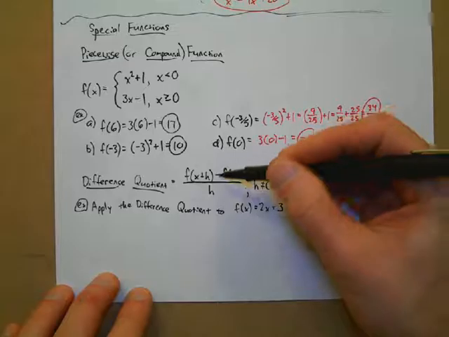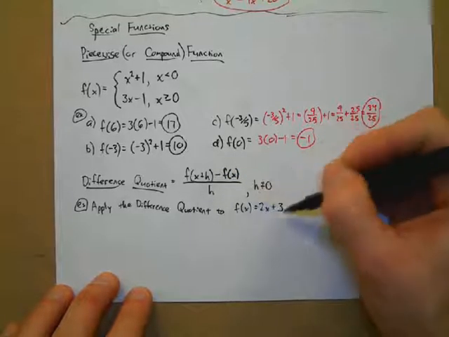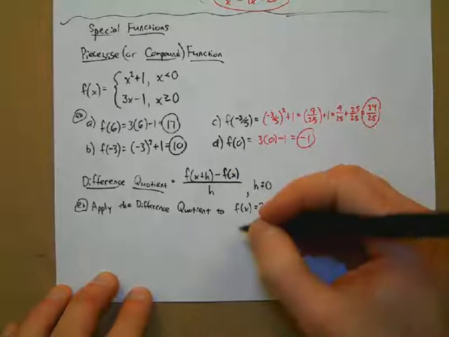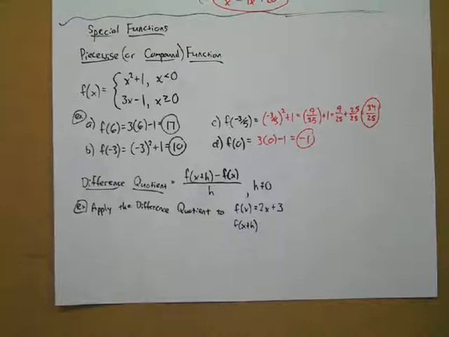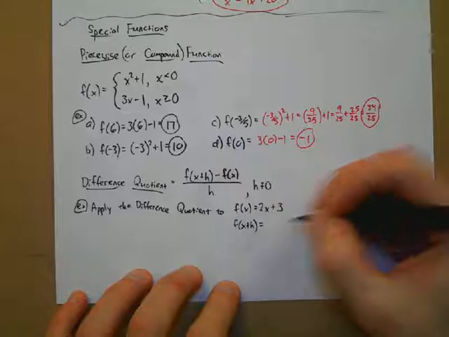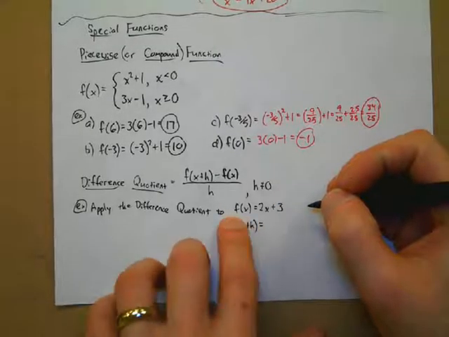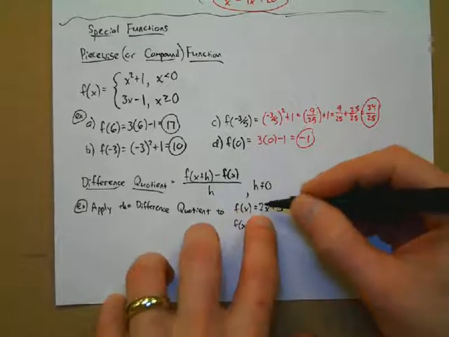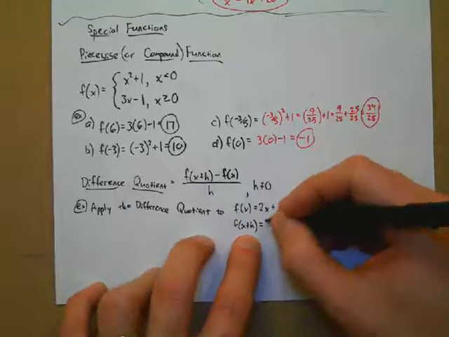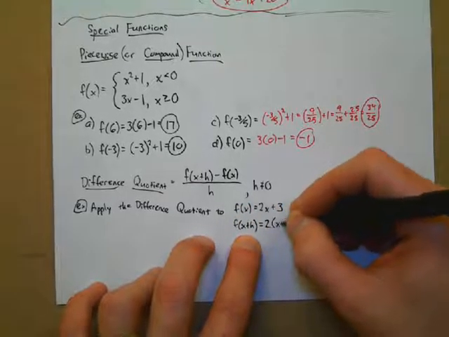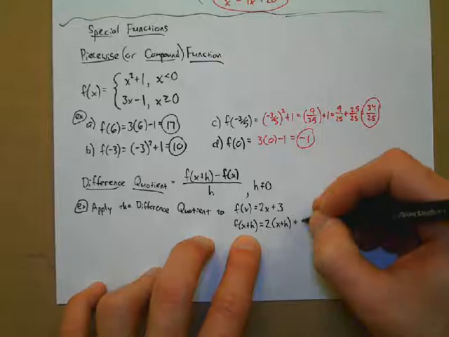Okay, so since f of x, the function applied to x, gives us 2 times that x plus 3, f applied to x plus h is going to be 2 times the quantity x plus h, and then plus 3. Just like if we evaluated f of 3 or f of 4, whatever it is, you take that thing that's inside the parentheses and you substitute it in place of the x. So here the x is x plus h, so this x becomes x plus h there.